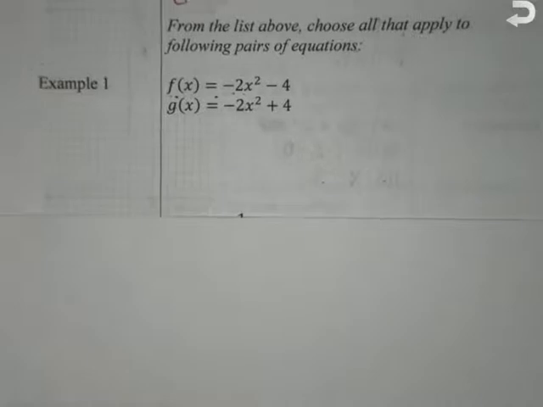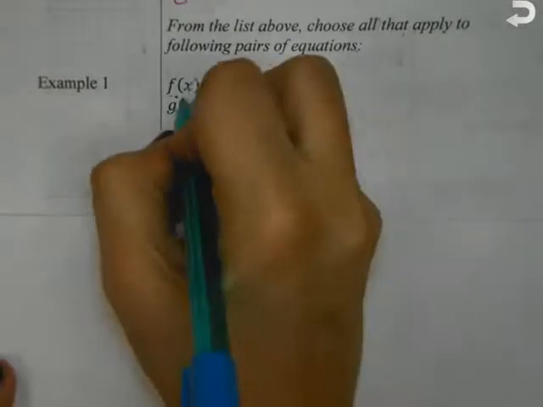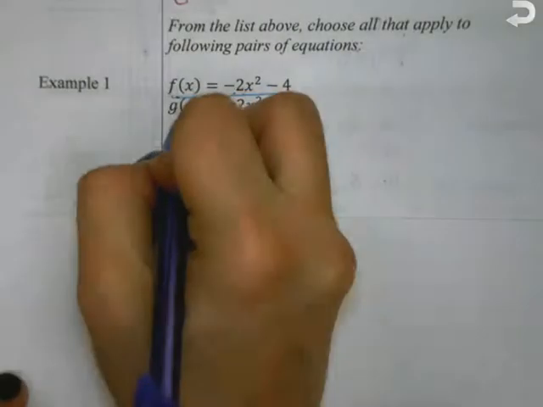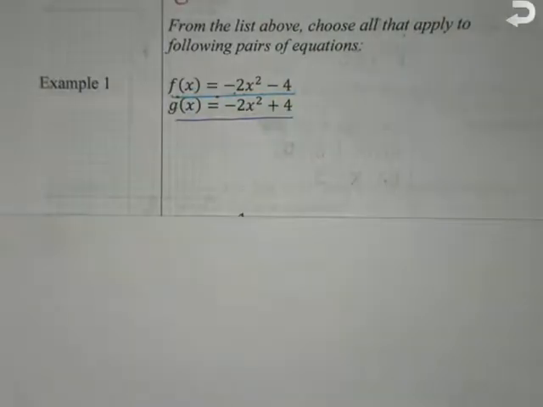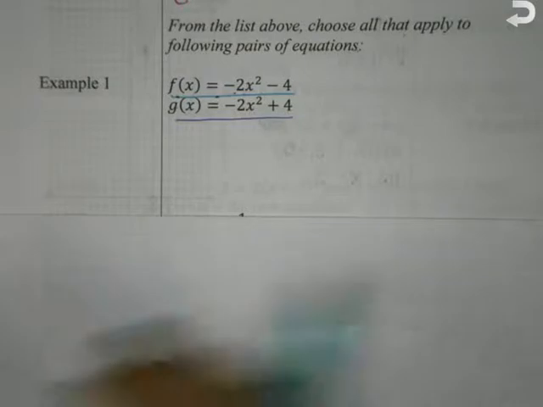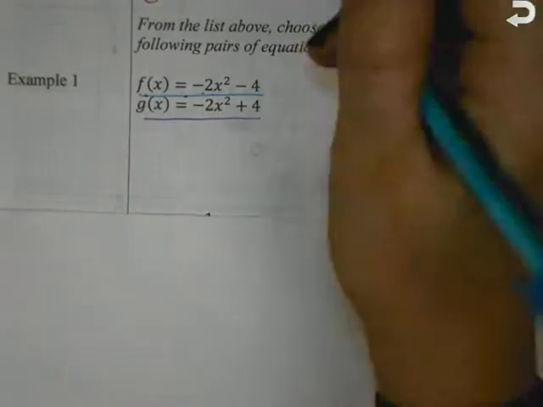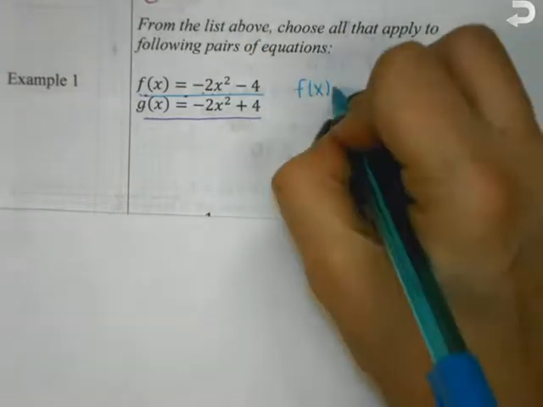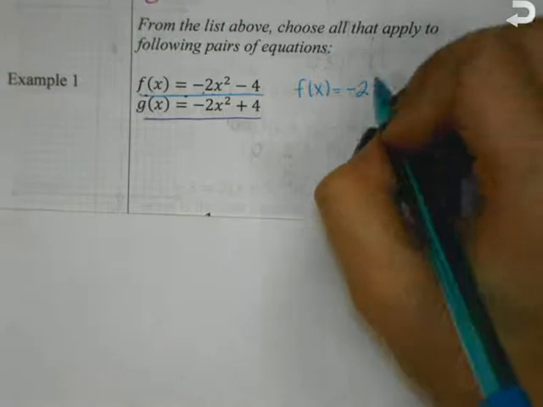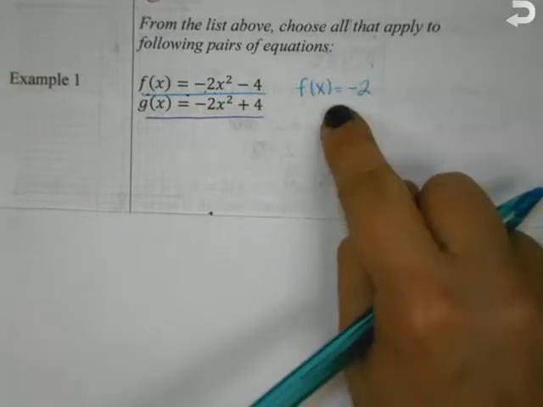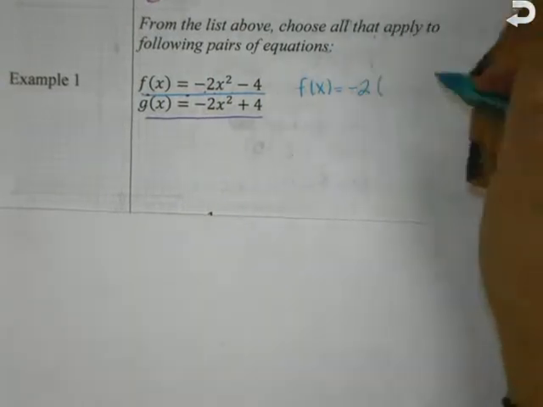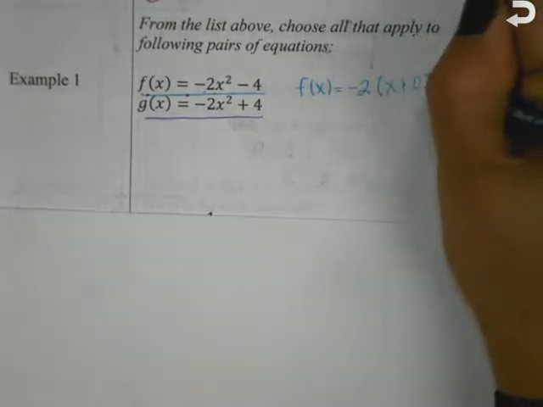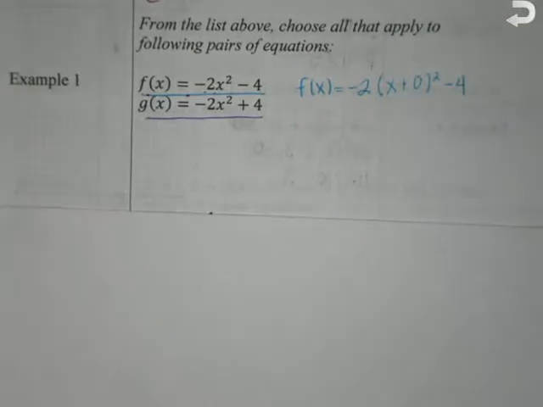Okay, so for each of my parabolas, I'm going to use f of x blue and g of x purple. For each one, there's a lot of information that we have to figure out, right? So for f of x, let's look at f of x first. I'm going to just write f of x equals, and I'm going to write the equation again. Let's rewrite f of x in terms of h and k in vertex form. So that's going to be x plus what? 0 squared minus 4.